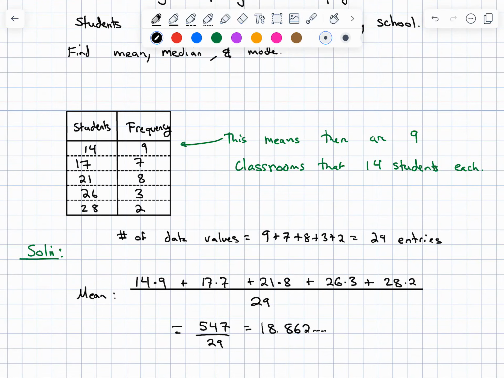We can't have 0.862 of a student. So 19 students. Not a bad mean average. I will say, though, that this data set is probably a little skewed because there's a lot of 14s. Like half the data values are already in the 14 to 17 range. And you'll see that when we look at the median.